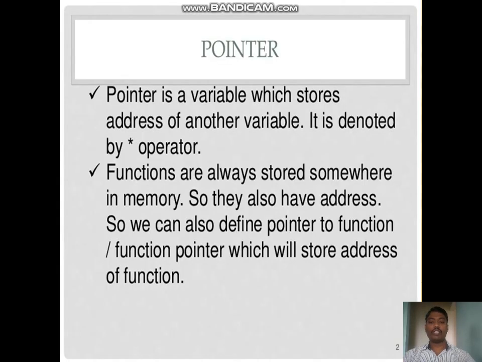Pointer. A pointer is a variable which stores the address of another variable. It is denoted by the star operator. Functions are always stored somewhere in memory, so they also have an address. So we can also define a pointer to function, or function pointer, which will store the address of the function.